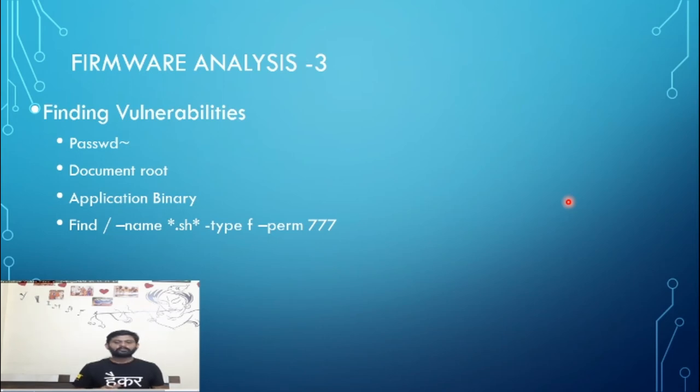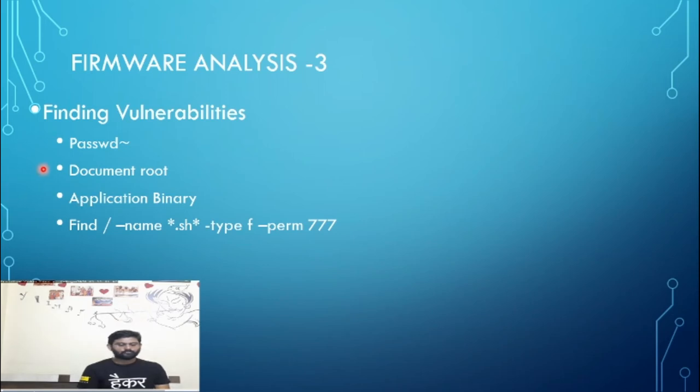Now what to look for inside the firmware? First thing is sbin/busybox. You should look for the busybox binary, and when you run the busybox binary, you will come to know which architecture this device is using. Second, the shadow file and passwd file, to identify what accounts are there inside the device.